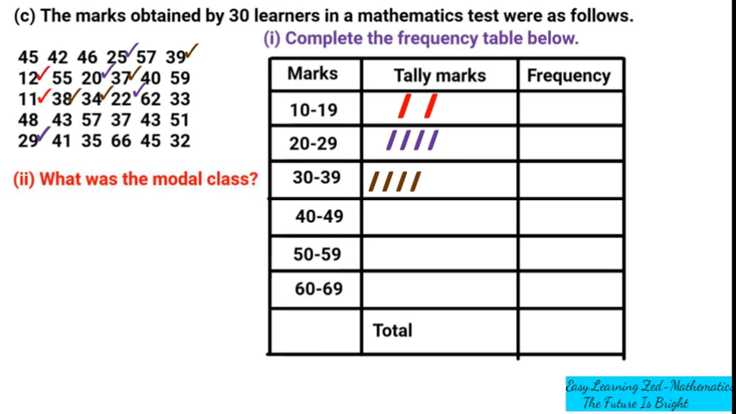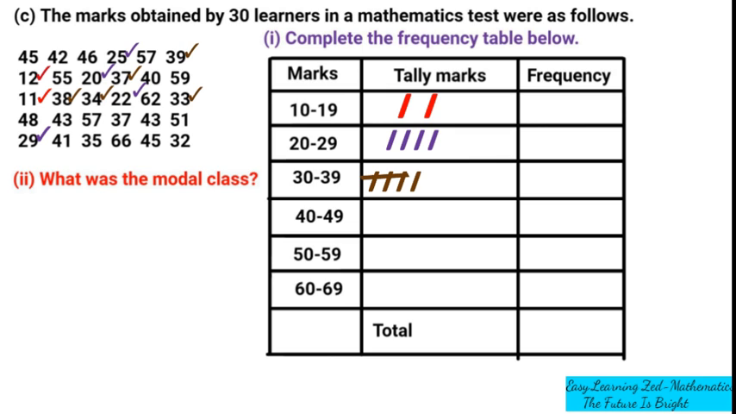The fifth tally will lie across these 2. So it's going to be like this. It's supposed to touch both. It should touch all the lines there. I think I'll correct it.